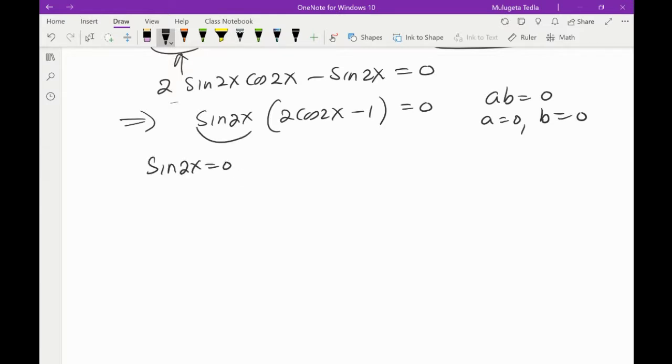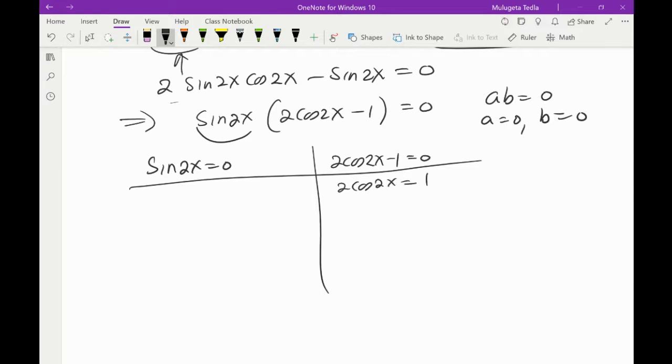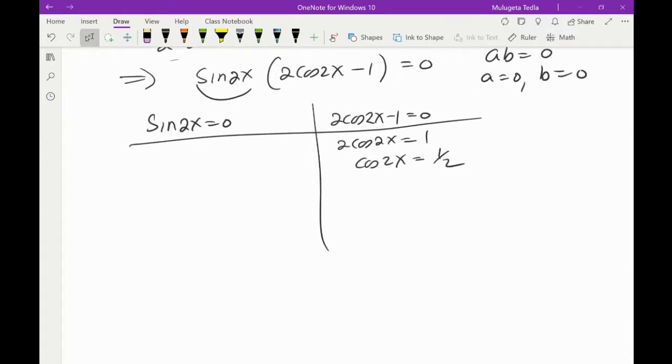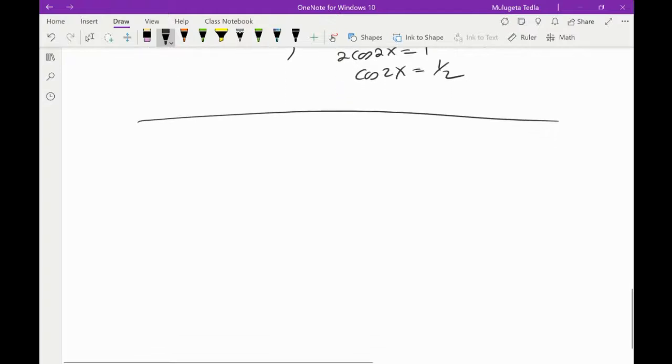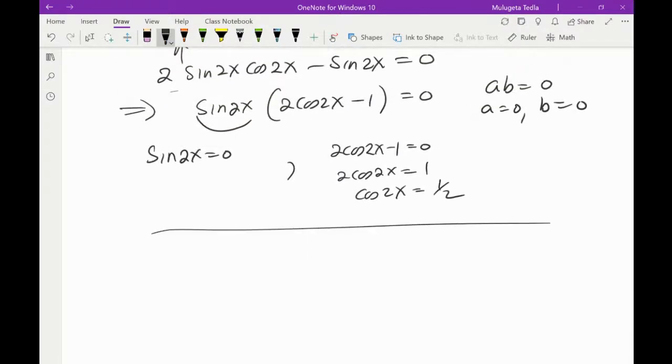So sine of 2x must be 0. The second case is 2 cos of 2x minus 1 must be 0, which is equivalent to saying 2 cos of 2x equal to 1, so cos of 2x equal to 1/2. So we're going to solve. This is what we get, the scenarios, right? So now we have two cases: sine of 2x equal to 0, and cos of 2x equal to 1/2.